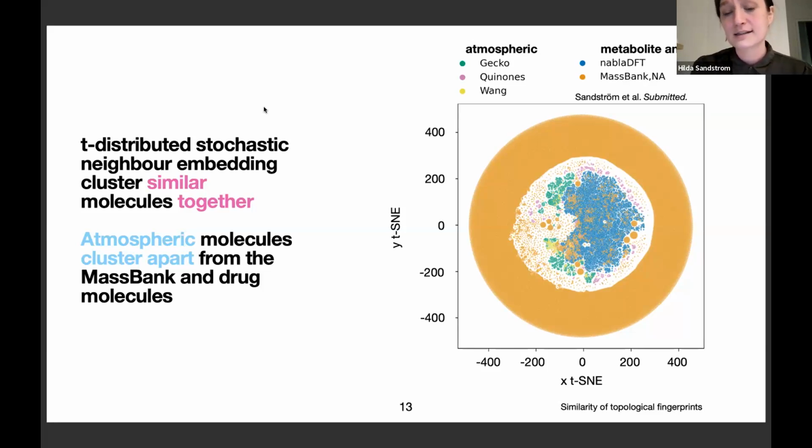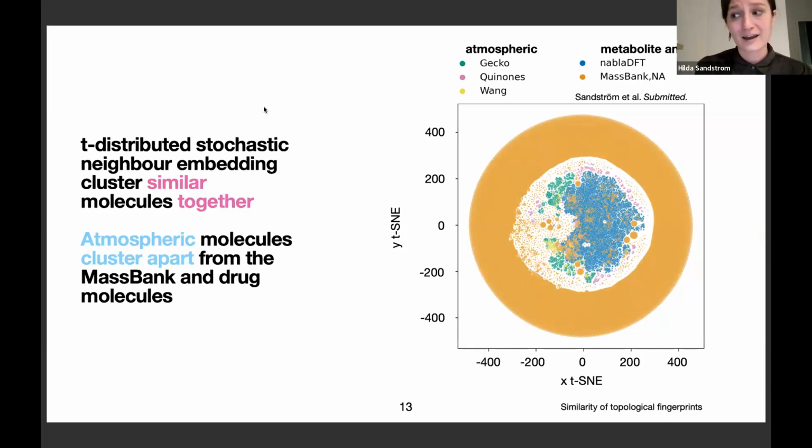And the standout feature in this plot is that we have the MassBank of North America, which basically encircles the other datasets. It has some overlap as well with the Nabla DFT dataset, and that's expected because the MassBank also contains these drug-like molecules. And if we look at the atmospheric datasets, on the other hand, you have the GeckoQ and Kenyon datasets, which basically form their own clusters, and the Wang dataset, which joins some of the clusters of the Gecko dataset.